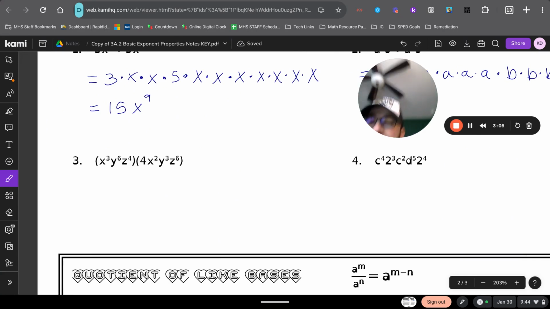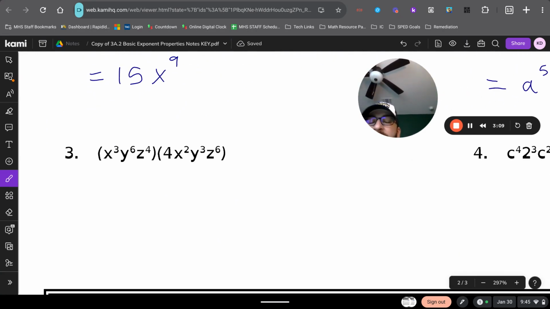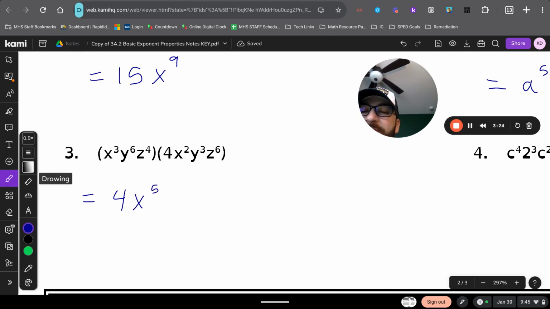So we have x cubed, y to the 6th, z to the 4th, times 4x squared, y cubed, z to the 6th. So this 4 is in the front, so I can just say 4, because I don't have any other constant to multiply it with. My x cubed and x squared would become x to the 5th. My y to the 6th and y cubed would become y to the 9th. And then my z to the 4th and z to the 6th, adding 4 and 6 together, would become z to the 10th. So a lot simpler than having to expand it out each and every time.